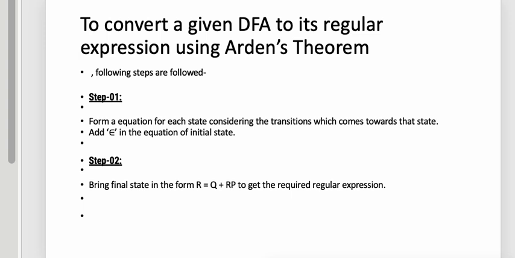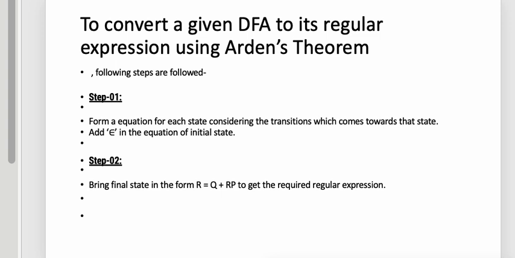Now what are the steps? First thing is we have to form equations. For each and every state given in the DFA, you have to write an equation. How do you write the equation? We write it using the incoming paths towards each state, and you have to add epsilon for the initial state. Then we get a regular expression for a final state. Solve for the final state, and the equation should contain only input symbols, excluding states. This is step 1.